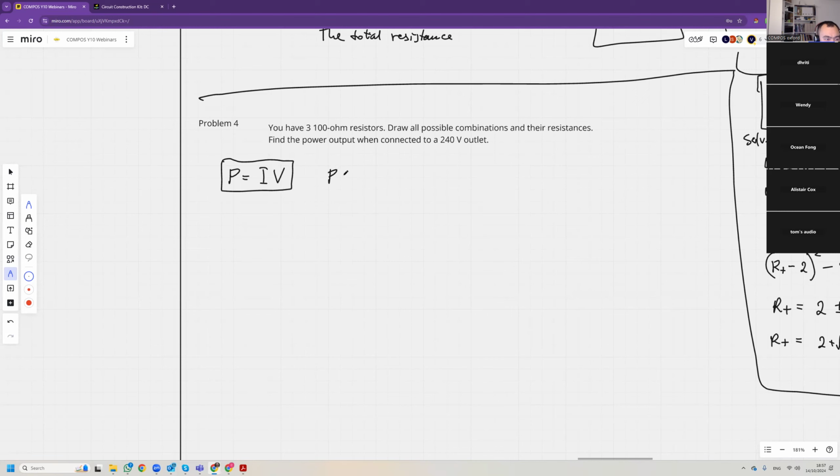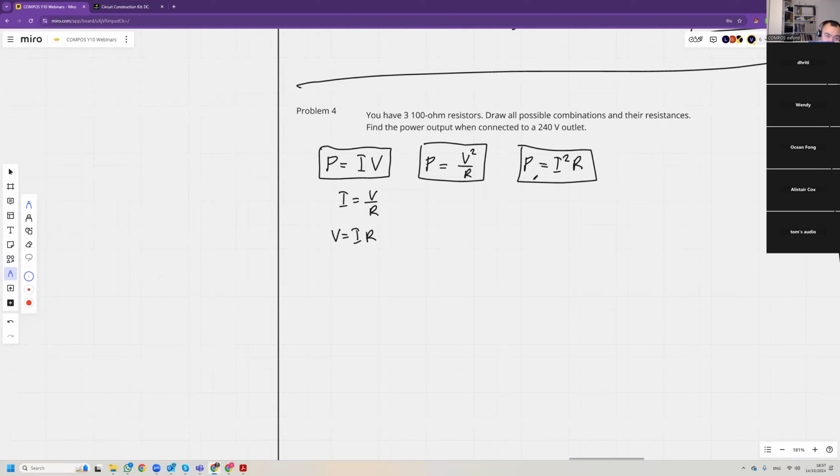But also power, because current can be written as voltage over resistance, we can write power is V squared over R. Also, P can be written because voltage is current times resistance, power can be written as I squared R. So there are 3 formulas for electric power, and all 3 are useful.